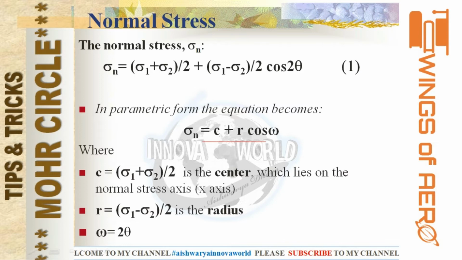We are simplifying the above equation. What is C? C is the center of the Mohr circle and R is the radius of the Mohr circle. So what is C then? Here C is sigma 1 plus sigma 2 by 2 and R is sigma 1 minus sigma 2 by 2, as has been written over here.